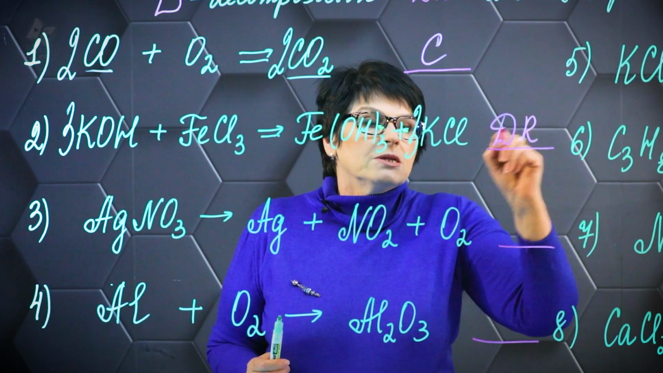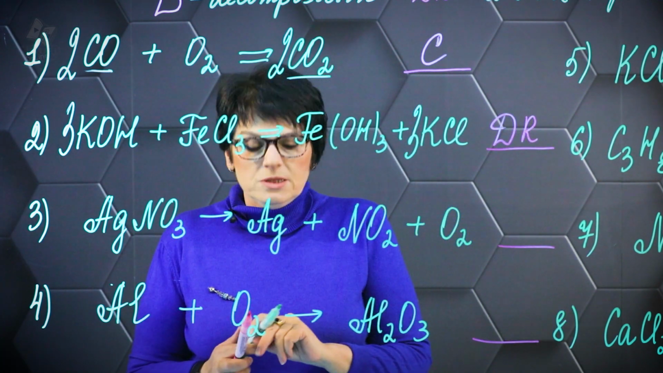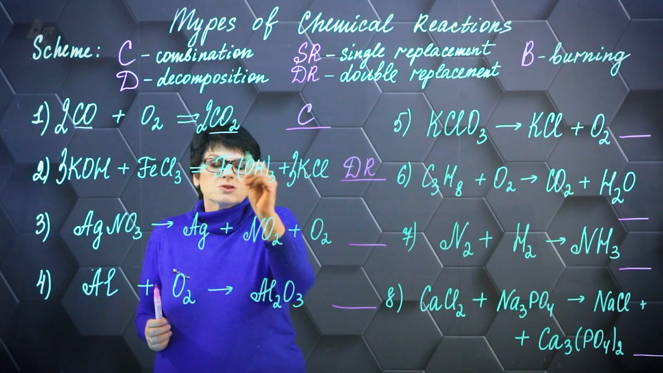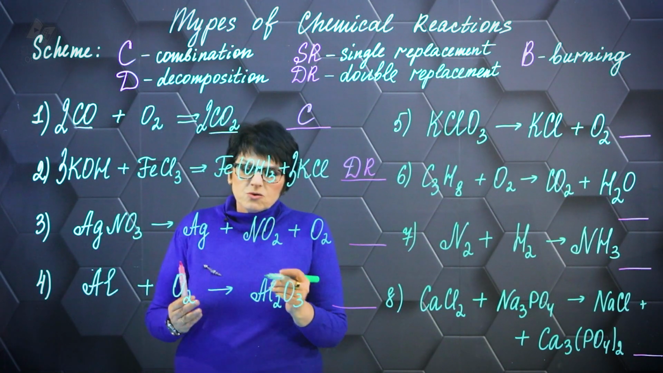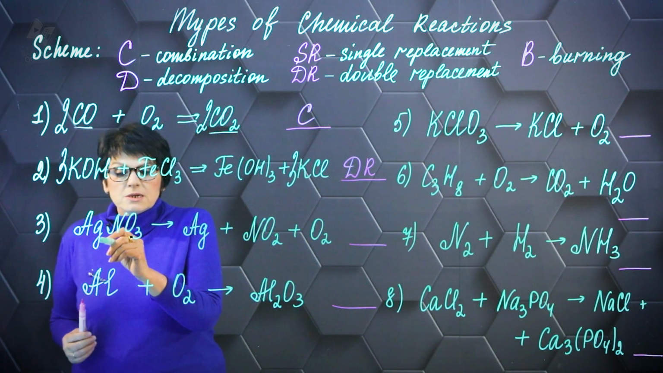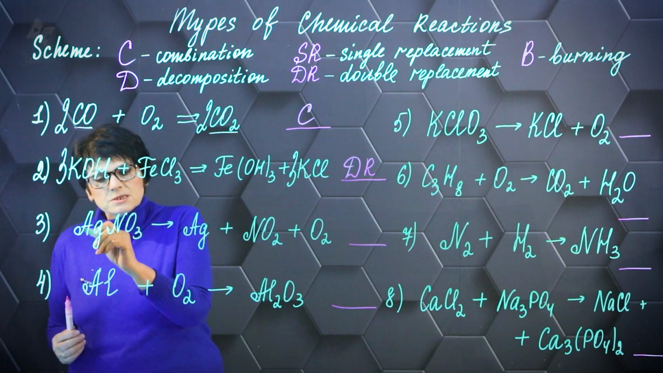What type of reaction is this? It is a double substitution reaction, hence we must state it this way. Furthermore, it will be a precipitation reaction because ferrum OH3 is an insoluble substance. Moving on to the next one.